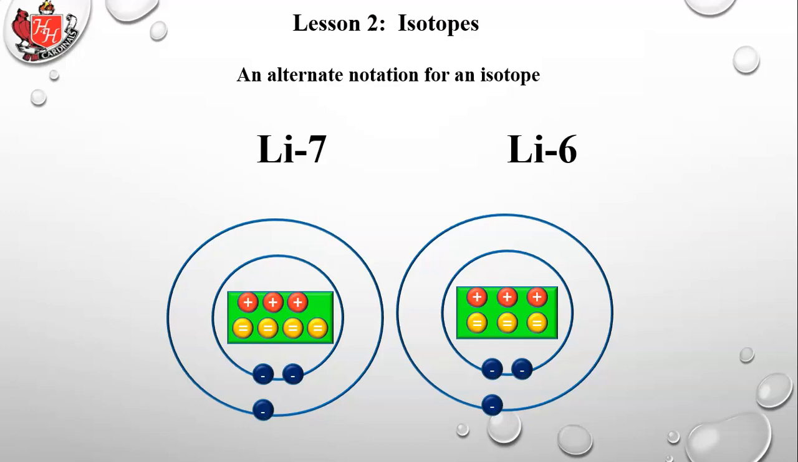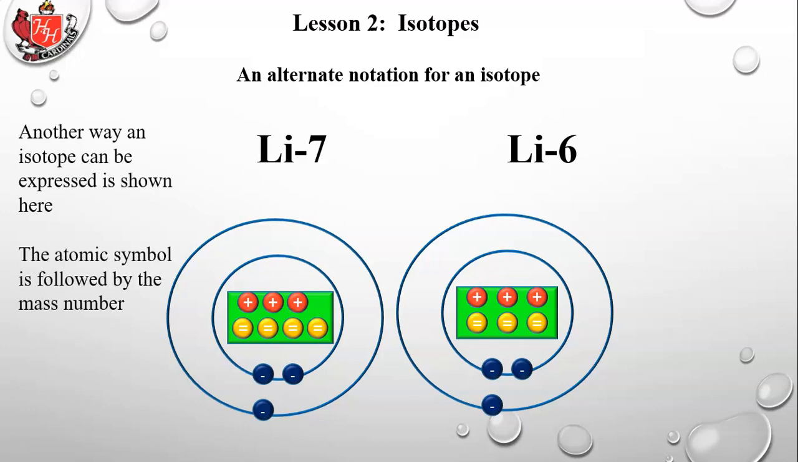And same for the one on the right. You show the number of protons and neutrons. Another way an isotope can be expressed is shown here. The atomic symbol is followed by the mass number.